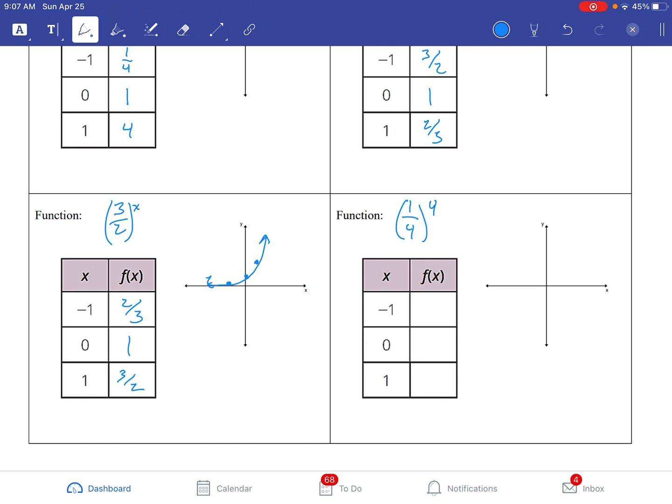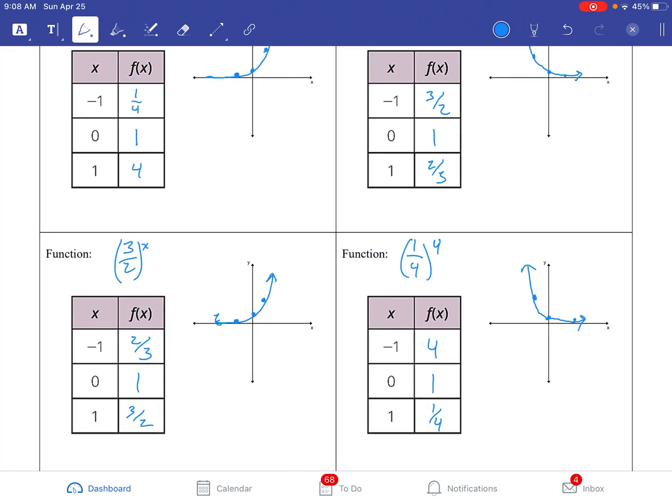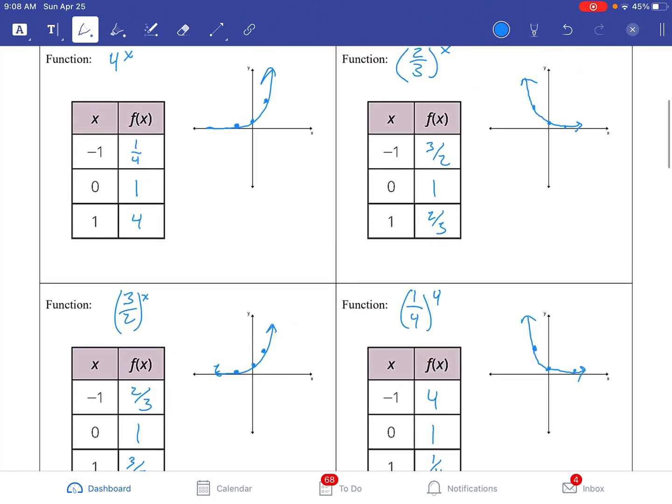So, 1/4 to the negative 1 power gives you 4. 1/4 to the 0 power gives you 1. 1/4 to the first power gives you 1/4. So we have something that looks a little bit like this as a sketch. All right, so those are some examples of our growth and decay functions. Notice growth, as we go from left to right, is going up. Decay, going left to right, is going down.